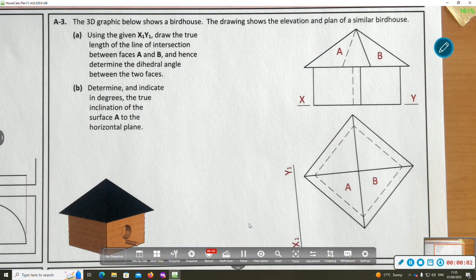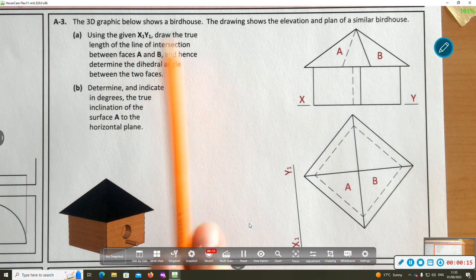Okay, welcome to this DCG video on the 2022 deferred exam. So this was the contingency exam paper. Okay, so we're going to look at a lovely question here. Question A, tree below shows a birdhouse.